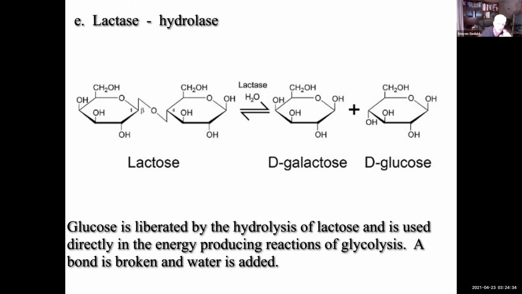We do the Fisher projection, we do the ring structures. So your hydrolysis of the lactase bond to glucose and the energy production reaction of glycolysis. So that's what we do in the ring glycolysis cycle that we run. A bond is broken and water is added between those two. So you break that bond, you're adding H to one side, OH to the other side. That's our hydrolase. We're adding water. That's what breaks the bond to produce glucose.